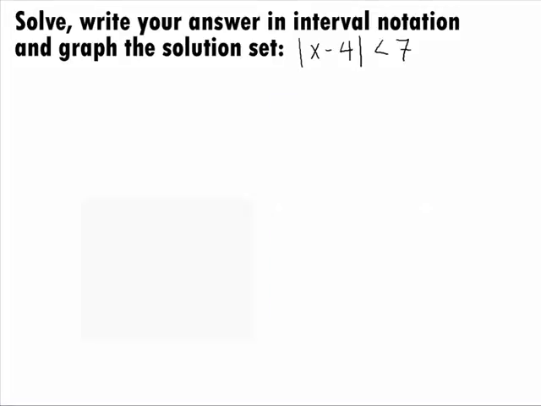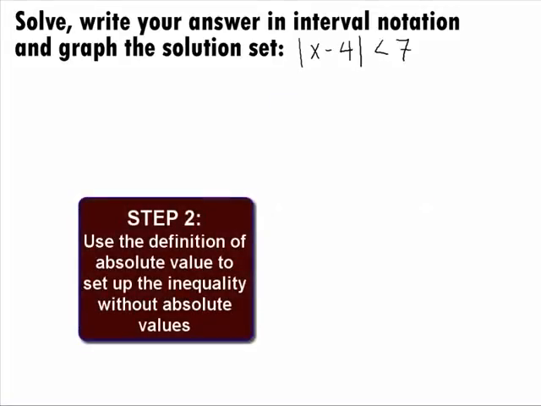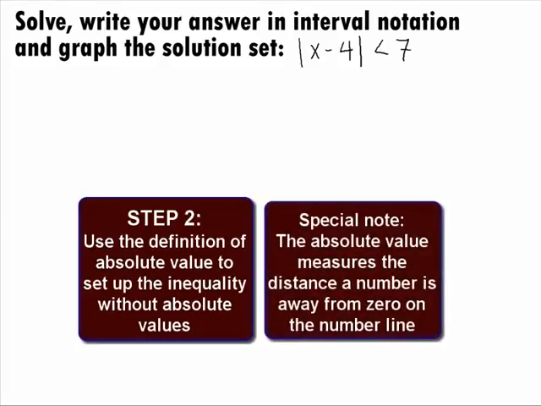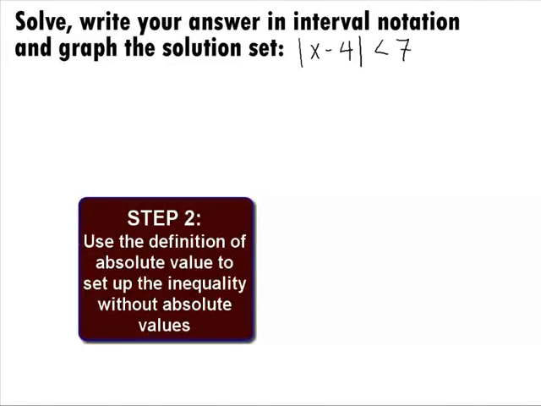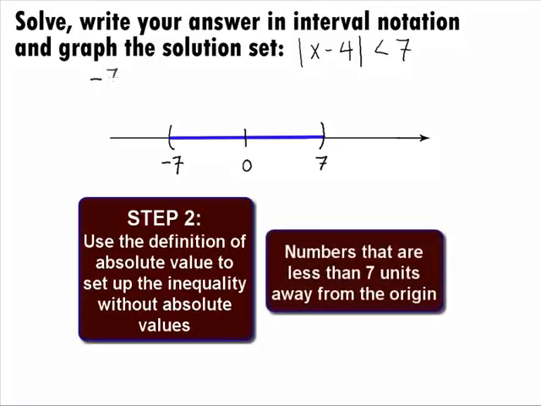In step 2, we will use the definition of absolute value to set up an inequality without the absolute value. Recall that the absolute value measures the distance a number is away from 0 on the number line. So a number and its opposite will have the same absolute value. For example, 7 and negative 7 have the same absolute value of 7. Since our absolute value is less than the positive number 7, we are looking for all the values of x such that the distance from x minus 4 to 0 is less than 7.